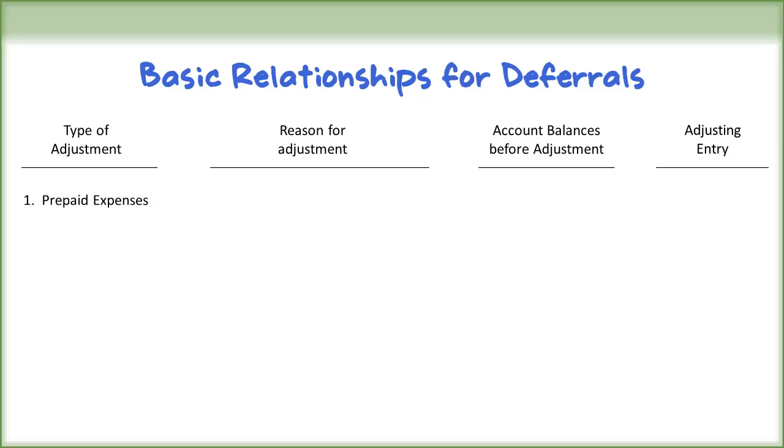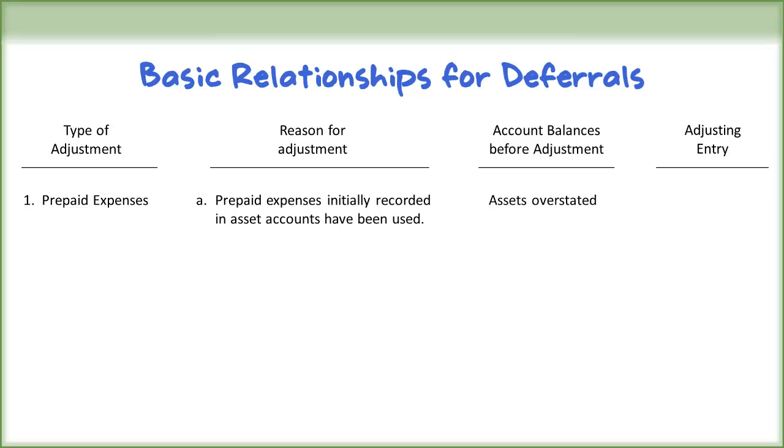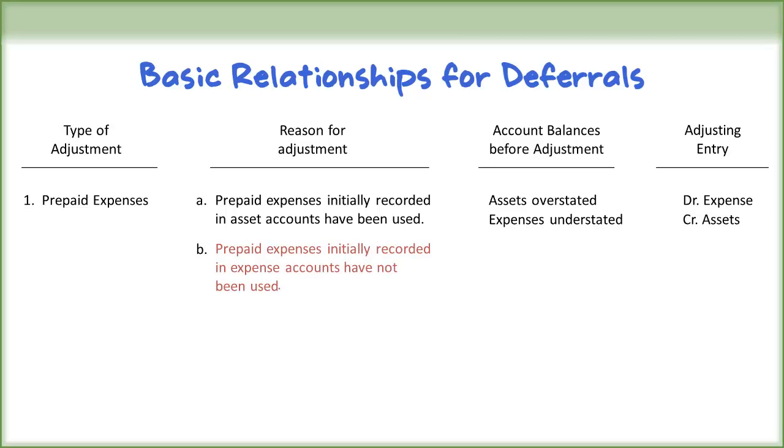In case of prepaid expenses, when companies initially record prepaid expenses as an asset and use it completely, assets will be overstated and expenses will be understated by the end of the period. To adjust this, we debit or increase expense and credit or decrease assets. When companies initially record prepaid expenses as an expense and don't use it completely, assets will be understated and expenses will be overstated by the end of the period. To adjust this, we debit or increase assets and credit or decrease expense.